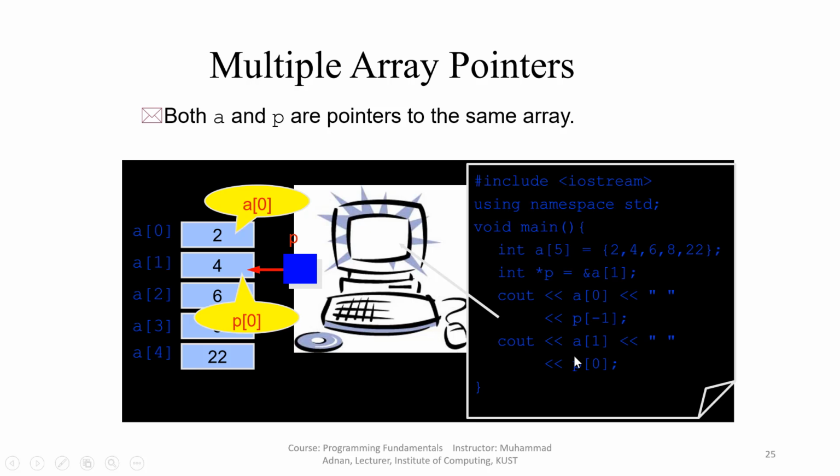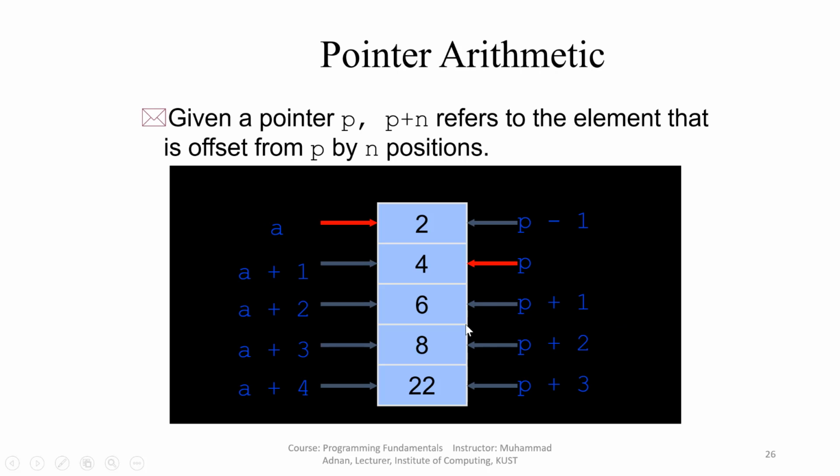Okay, a of 1 printed 4, then p of 0, we came back. Then p plus 1 means p is holding the address of the memory location where 6 is stored. Similarly, p plus 2 and p plus 3 mean it is 2 positions offset from the pointer p. So plus 2 means that it is 2 positions distance from the pointer p.